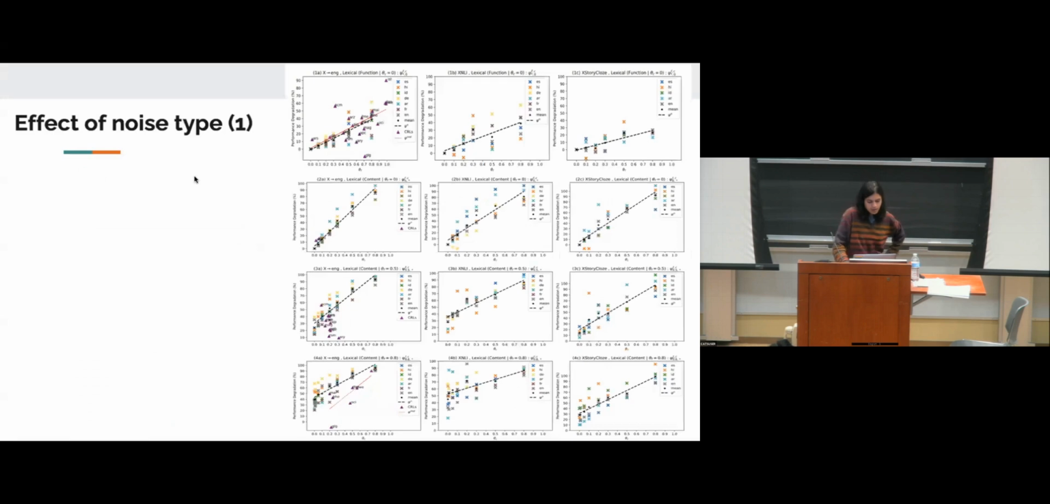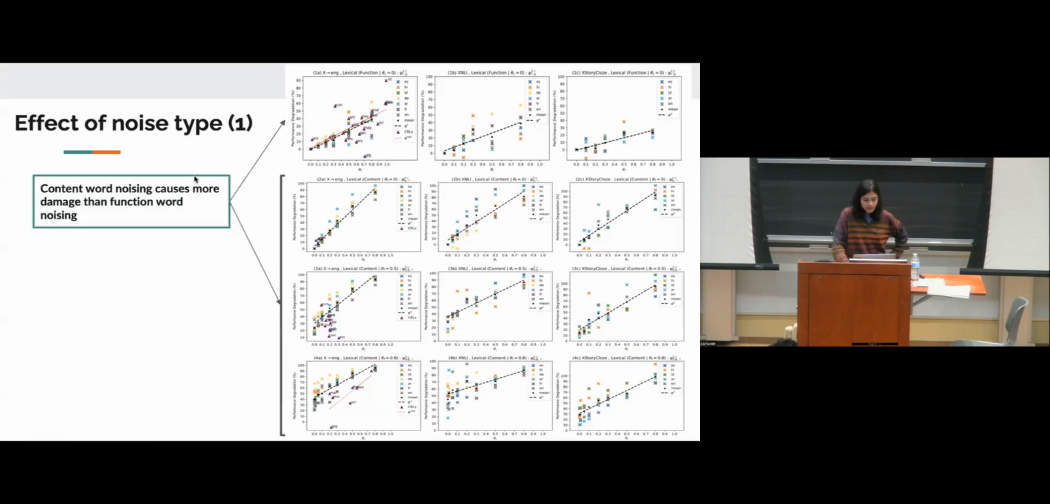Okay. And then we're interested in looking at the effect of noise type. So the way we can understand that is by comparing slopes of these different noises with each other, right? So the higher the slope, the more damaging the noise. That is, the higher the performance degradation we get from making some small increase in noise.